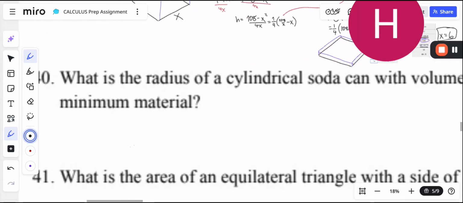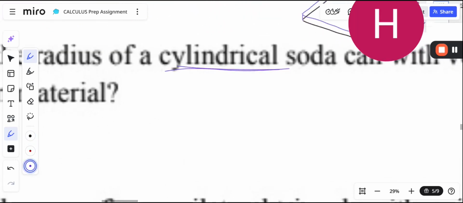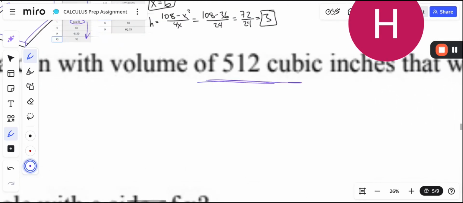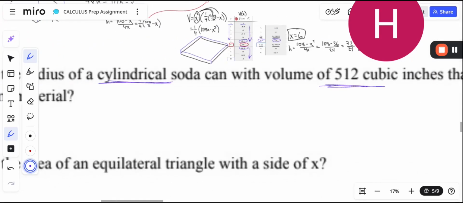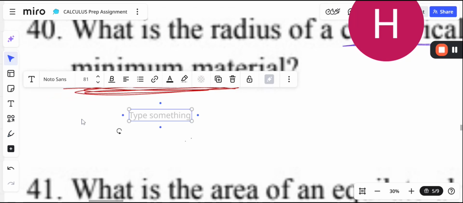What is the radius of a cylindrical soda can? So, cylinder, you're going to have to recall the cylinder formula, with a volume of 512 cubic inches that will use the minimum material. So they word things like this. They're going to start wording problems in this way, where it's not exactly clear what they want us to do here.